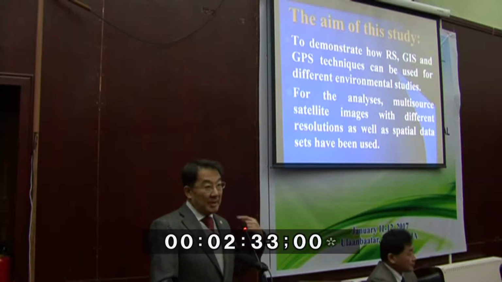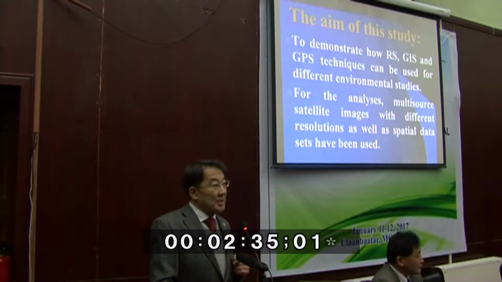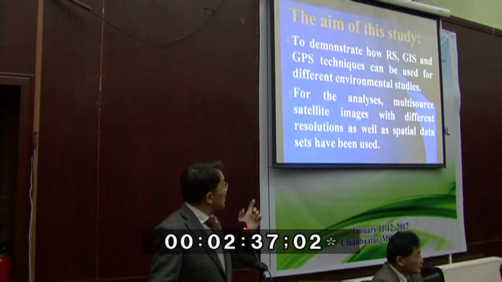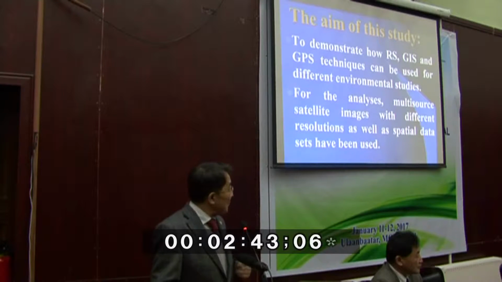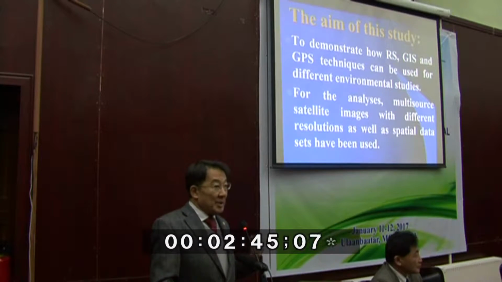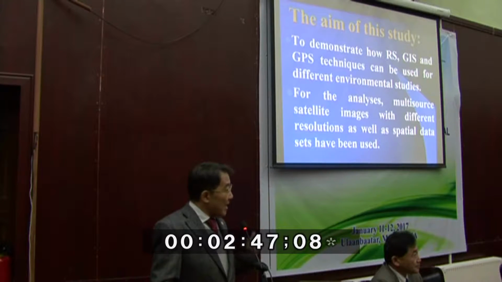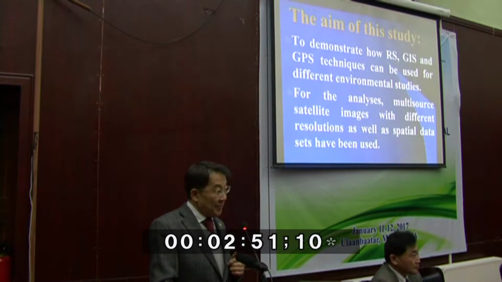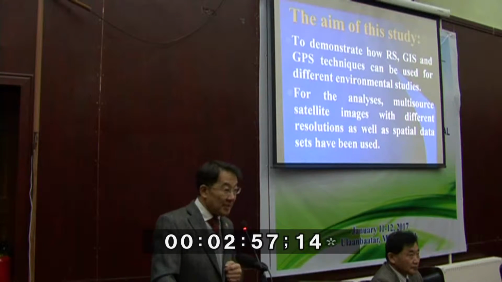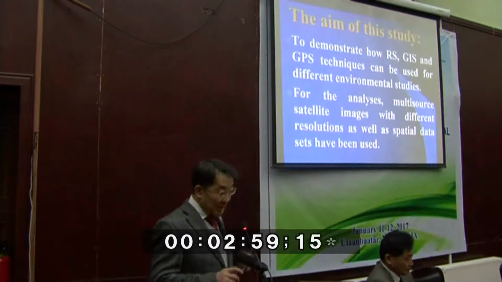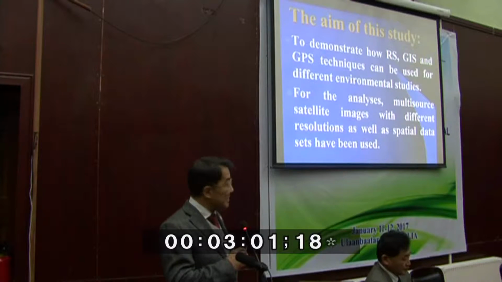In this study, we wanted to demonstrate how spatial techniques based on remote sensing, GIS, and GPS can be used for environmental monitoring and management, and for the analysis, we used multi-source satellite images with different spectral and spatial resolutions, as well as different spatial data sets represented in different formats.